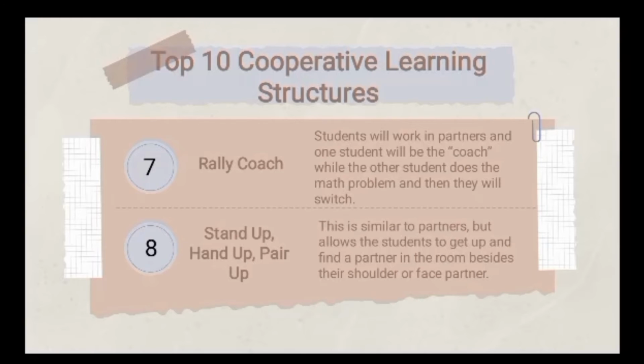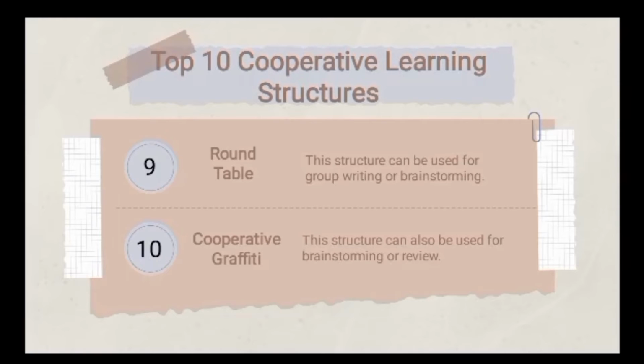Number 8, stand up, hand up, pair up. This is similar to partners but allows the students to get up and find a partner in the room besides their shoulder or face partner. Next, we have round table. This structure can be used for group writing or brainstorming. And last, we have cooperative graffiti. This structure can also be used for brainstorming or review.